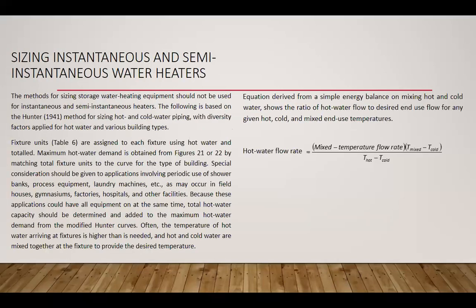So sizing, instantaneous and semi-instantaneous water heaters. The method for sizing storage water heating equipment should not be used for instantaneous and semi-instantaneous heaters. The following is based on the Hunter method, 1941, for sizing hot and cold water piping, with diversity factors applied for hot water and various building types. Fixture units, table 6.